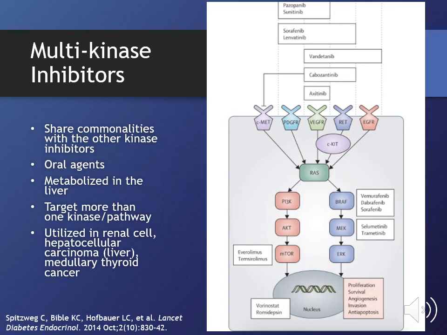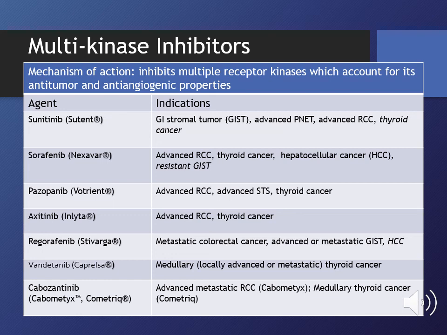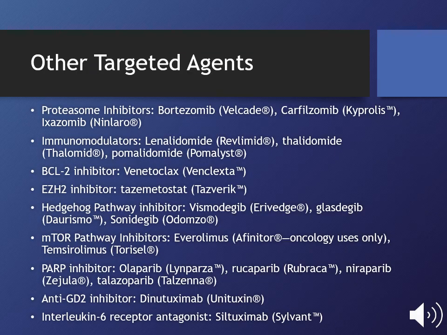The multikinase inhibitors target multiple receptors, proteins, or enzymes. They also share common characteristics with the other kinase inhibitors. Many of these are oral agents and are utilized in certain types of renal cancer, liver, and thyroid cancers. Here is a list of the multikinase inhibitors currently on the market and their respective indications for your reference. Here are some additional targeted therapies that are currently on the market for your reference as well.